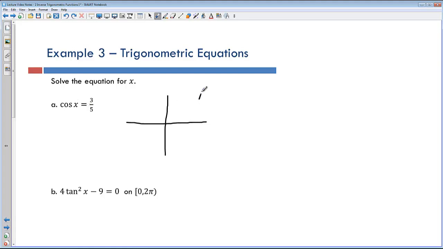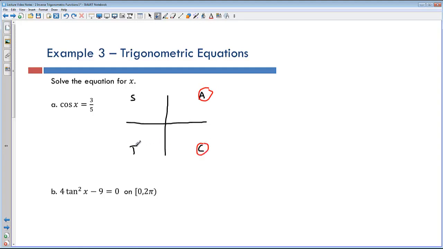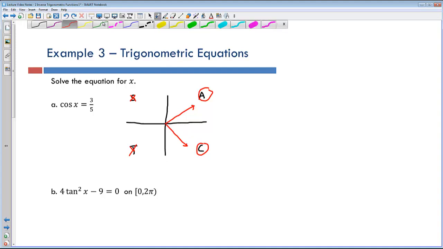So we'll start just like we've been doing. All Students Take Calculus. Because the cosine of the angle is positive, I know I have to be in which two quadrants. So I need to be in this quadrant or this quadrant, but I can't be in these two because the cosine is negative in those two quadrants. So I can draw my angles, like I've done before, so both angles here. And I just have to figure out this reference angle.